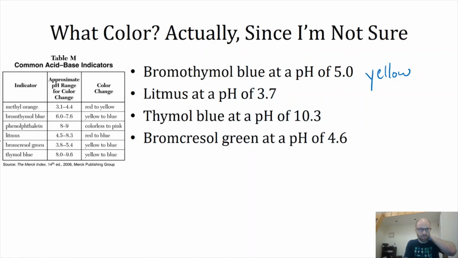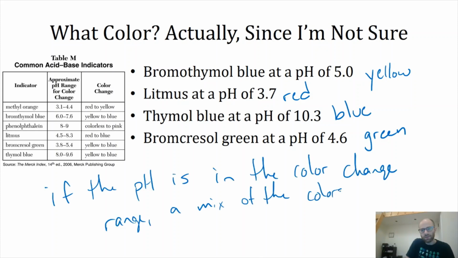For litmus at a pH of 3.7, the tipping point is 4.5, so this is going to be red. For thymol blue, we're going to take a look down here, 8.0 to 9.6, we're at 10.3, so that's going to be blue. And bromcresol green at a pH of 4.6. Well, that one's in the middle. It's in between the two. Yellow, blue, well, I don't need too much of a color wheel. Green would be a good guess for me of what you're going to see, because some of the compound will be yellow and some of the compound will be blue, and so your eyes will mix the two.